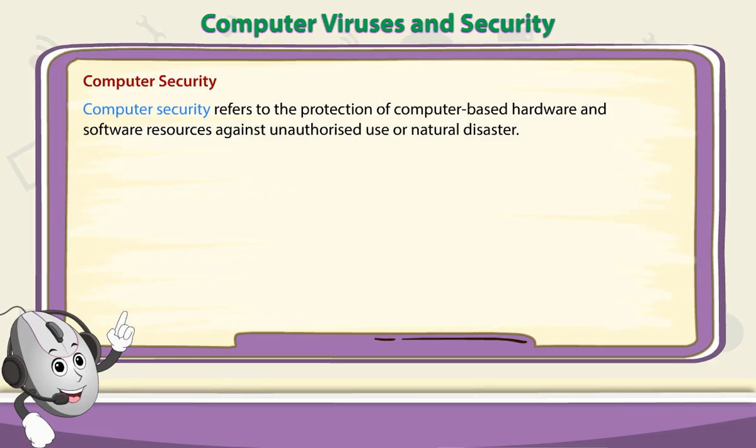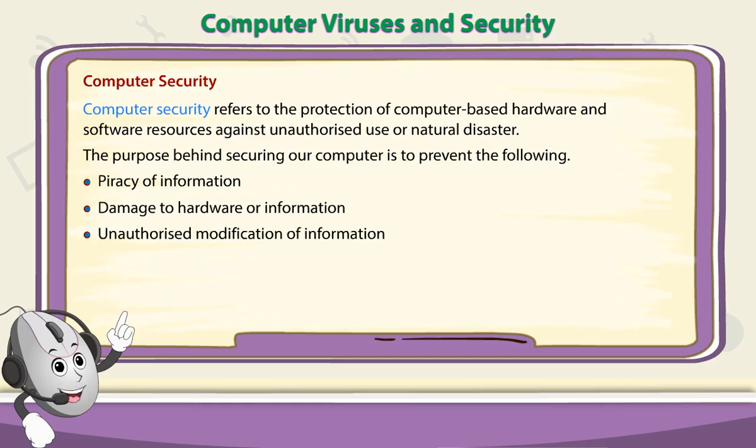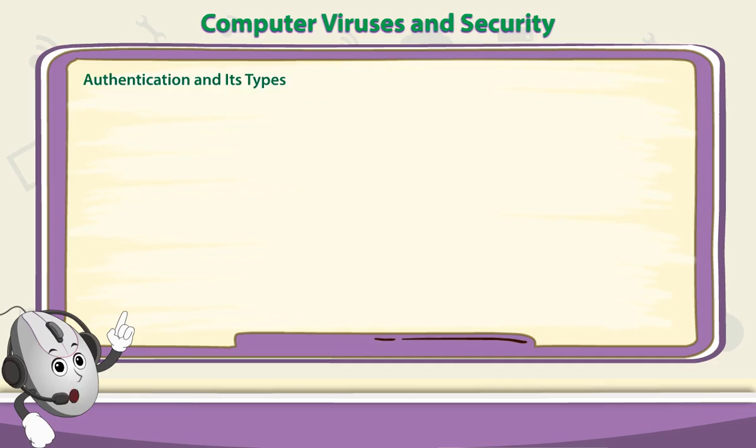Computer security. Computer security refers to the protection of computer-based hardware and software resources against unauthorized use or natural disaster. The purpose behind securing our computer is to prevent the following: piracy of information, damage to hardware or information, unauthorized modification of information, and illegal access to information and resources. Authentication and its types.